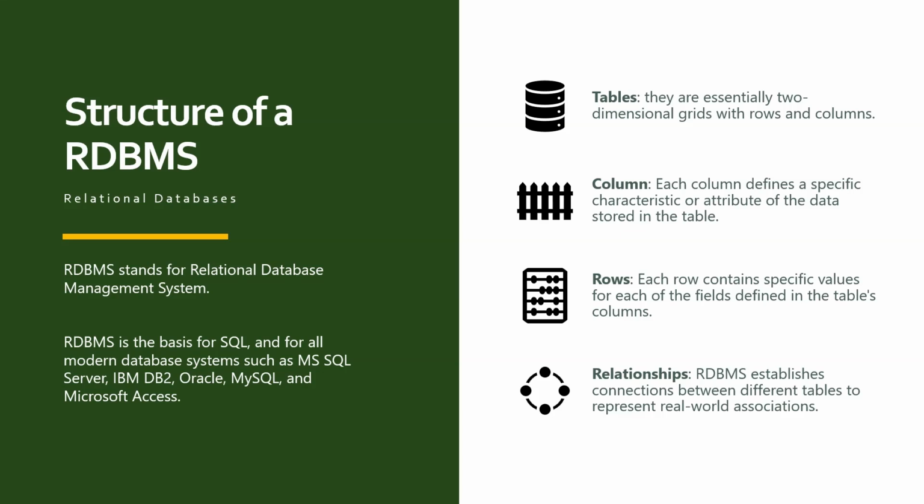A column will define a specific characteristic or attribute of the data stored in that table. A column could be something like name, age, or country of origin. We also have rows, and rows contain the specific values for each of the fields defined in the table's columns. For example, you could have person A as a row, you could have 18 as the age, and you could have Kenya, Nigeria, South Africa as the country of origin.